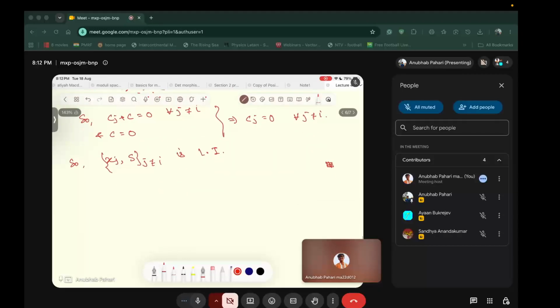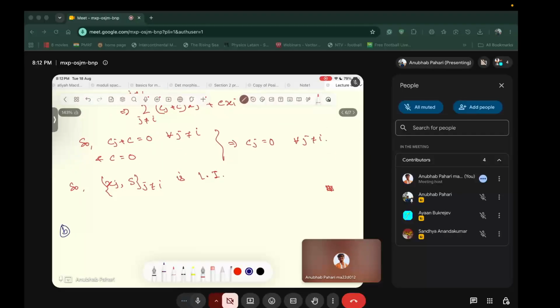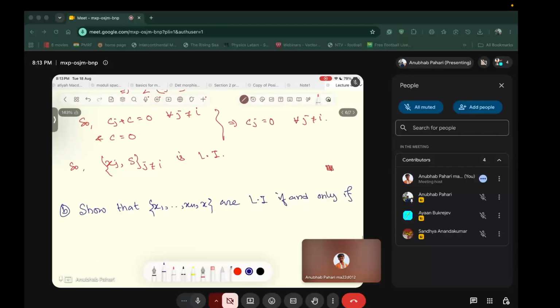Okay, so the second question is, show that x1 up to xn and x are linearly independent if and only if x1 up to xn are linearly independent and x does not belong to span of x1 up to xn. So again you should try this for 5 minutes, then we can discuss.